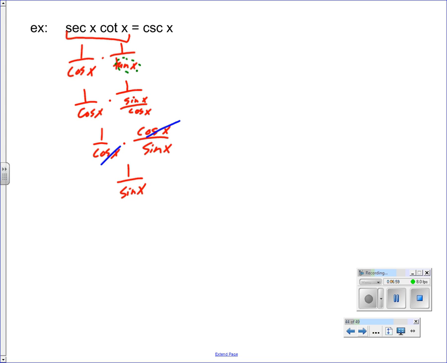The reciprocal of sine is the same thing as cosecant. So we get to the same thing at the end. So we're done. We verified the identity. We worked with one side at a time, using only identities, not any algebraic steps, just changing things around using identities to get to what we had on the other side.